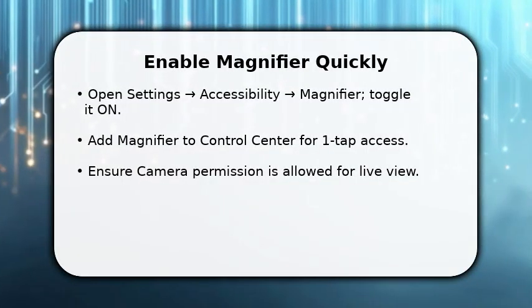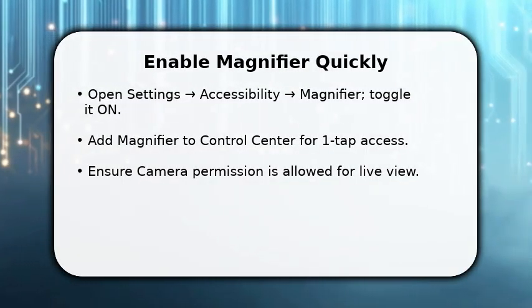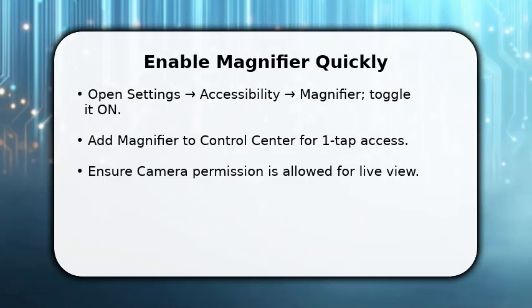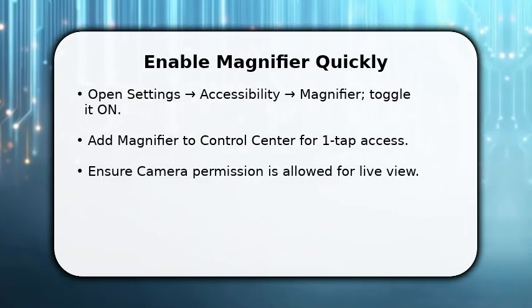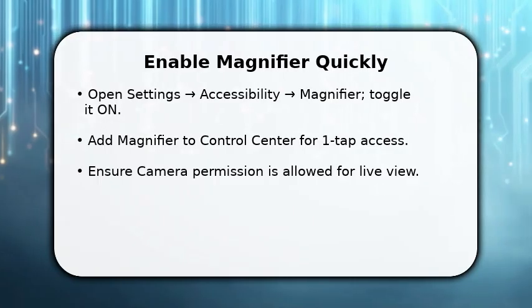You'll start by enabling the magnifier so it's available when you need it. Open Settings, tap Accessibility, then turn Magnifier on. This activates the app and camera integration.